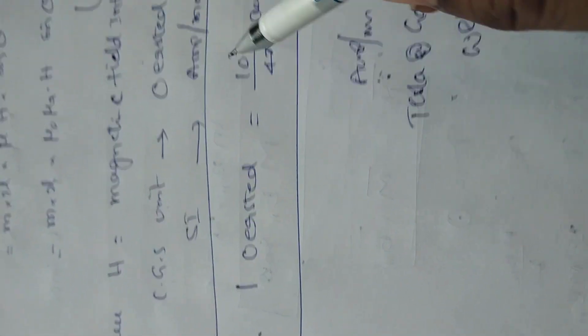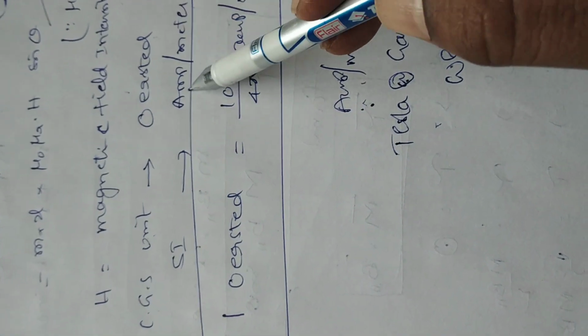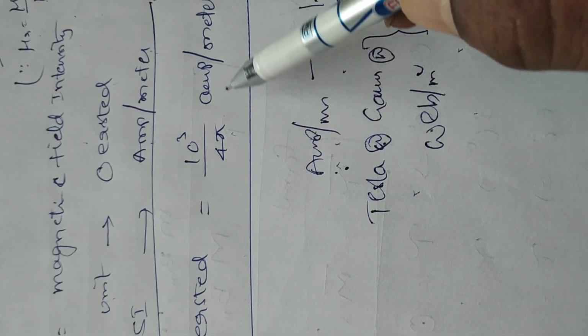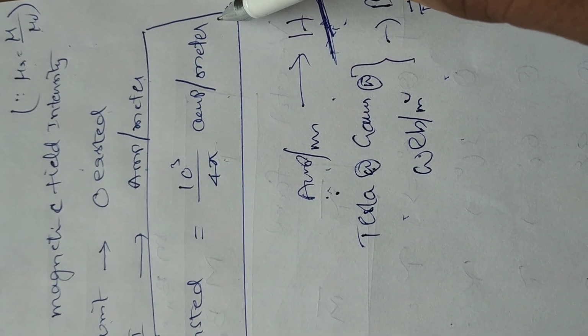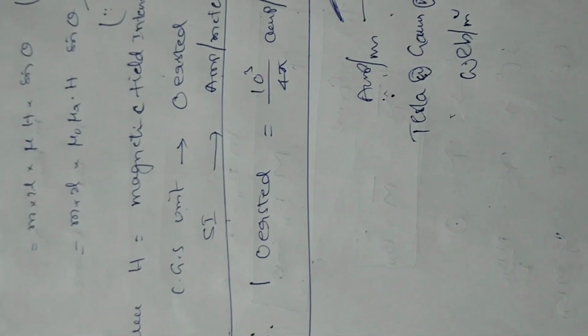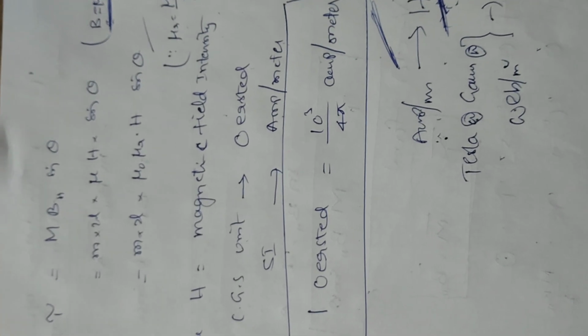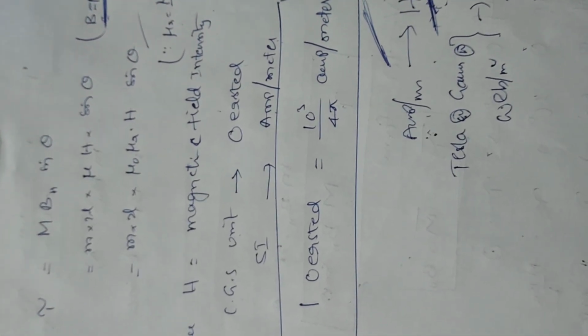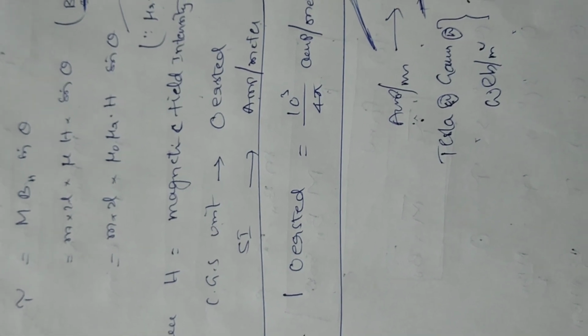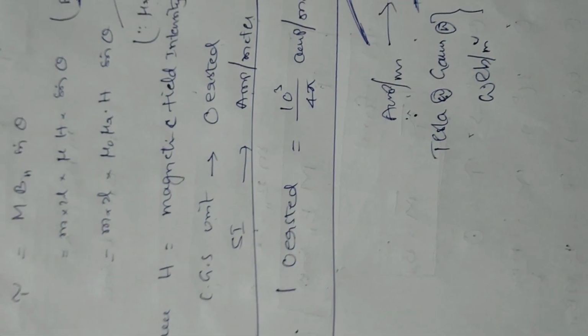And again, what is the relation between Oersted and ampere per meter? One Oersted is equal to 10 cube by 4 pi ampere per meter. This is the relation. So in the next class, I will explain various applications for the couple acting on the bar magnet. Different applications. Right? Thank you.